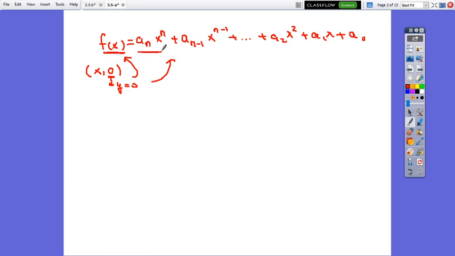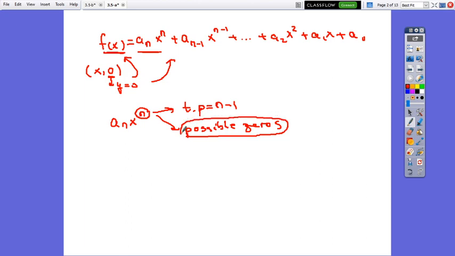We said before that the most important term is the leading term, in which the degree of the polynomial for the graph gives us the possible turning points and the possible zeros. So this is what we are going to look for today: how to find the possible zeros using factoring, and afterwards how to sketch the graph of the function using the end behavior and the factors we found.